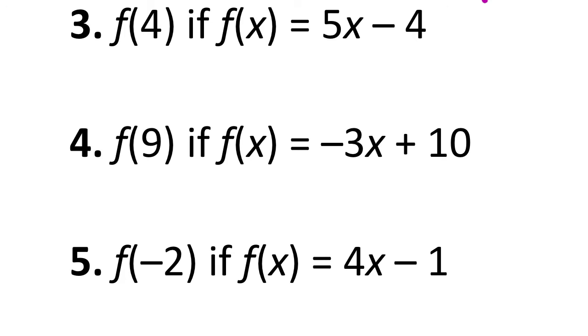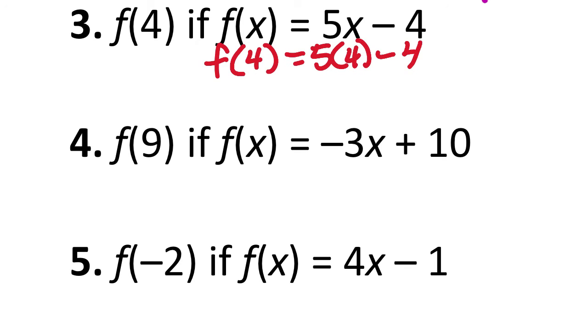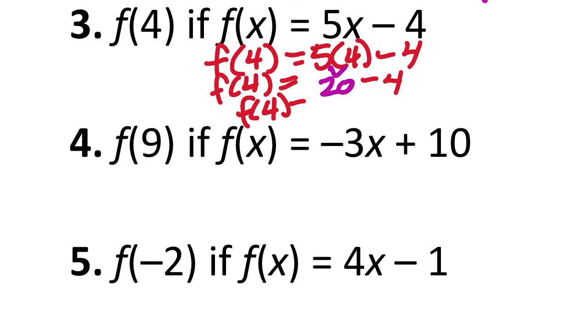All right, this next one, it's f of 4. So we're going to say x is now 4. So now that'd be 5 times 4 minus 4. And 5 times 4 is 20. Still minus the 4 there, though. So finally, f of 4, 20 minus 4 is 16. Which again would be the ordered pair, 4, 16.